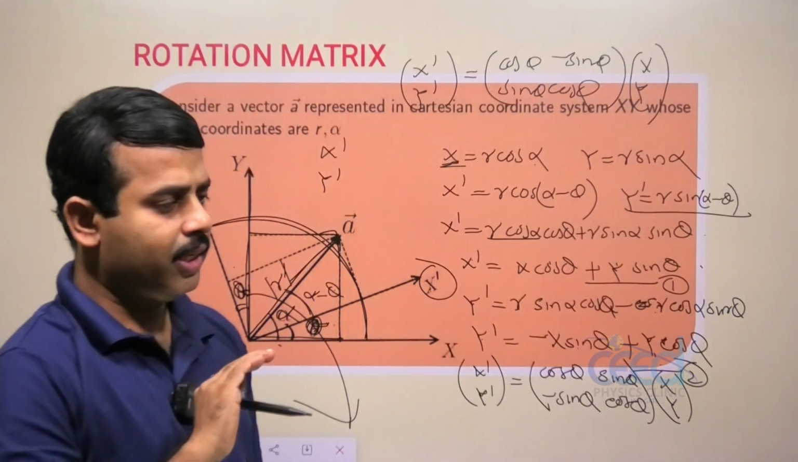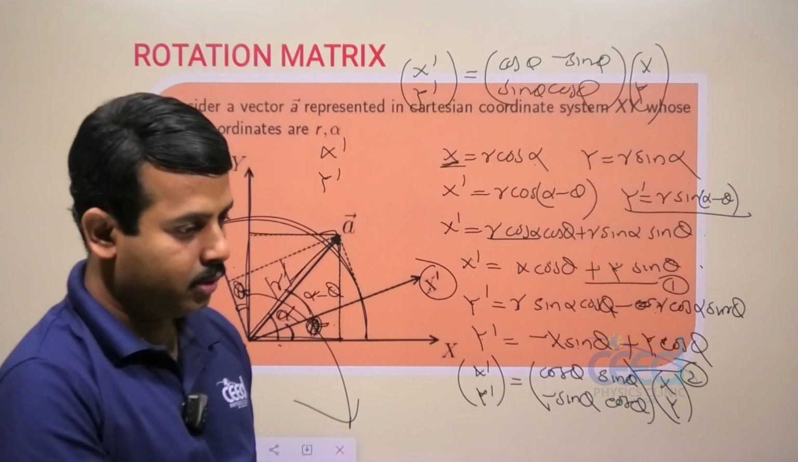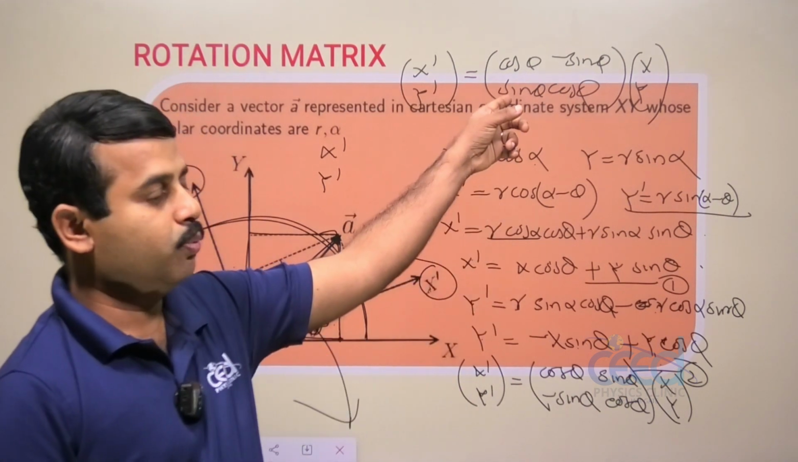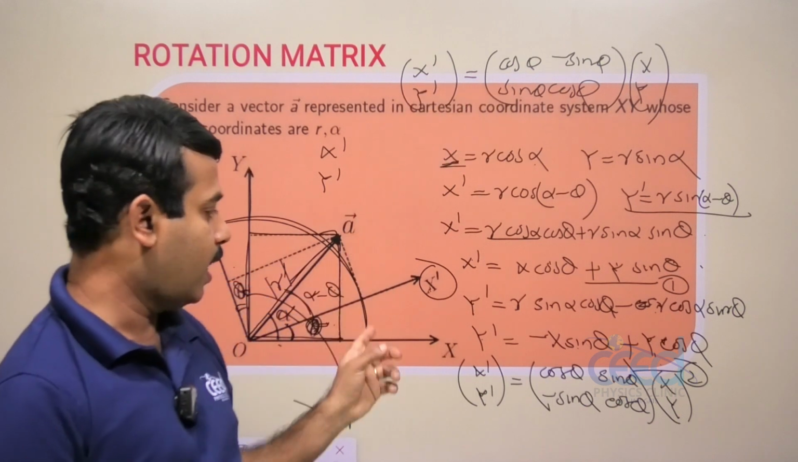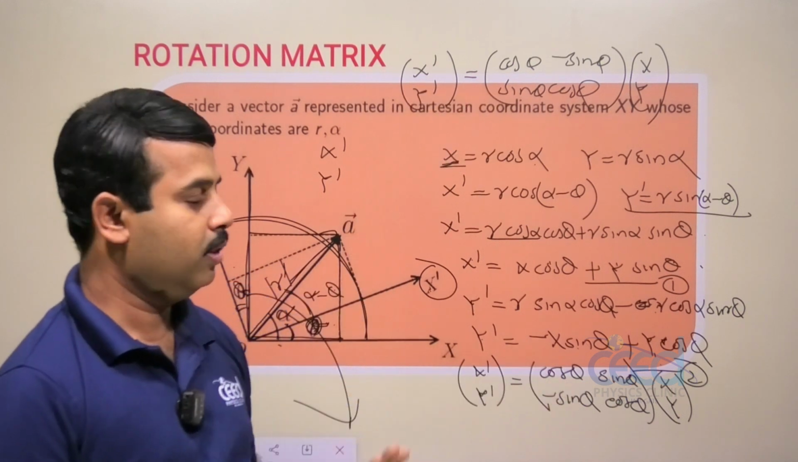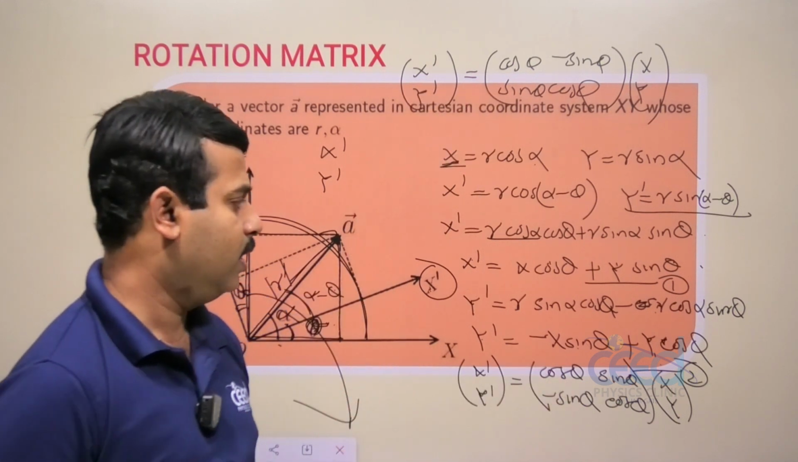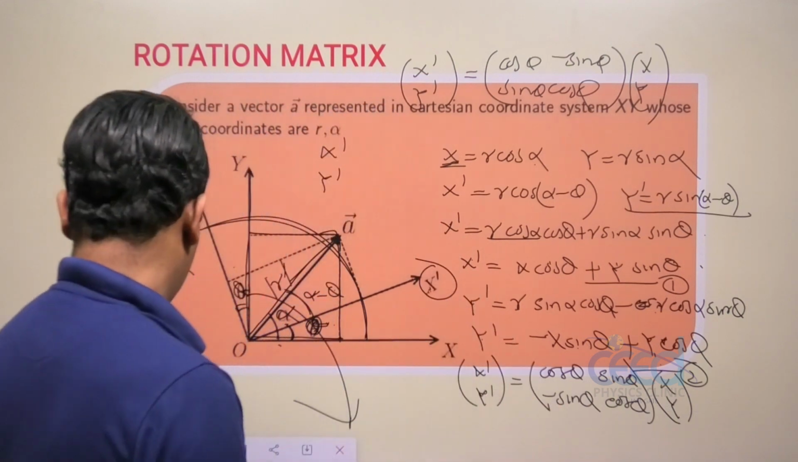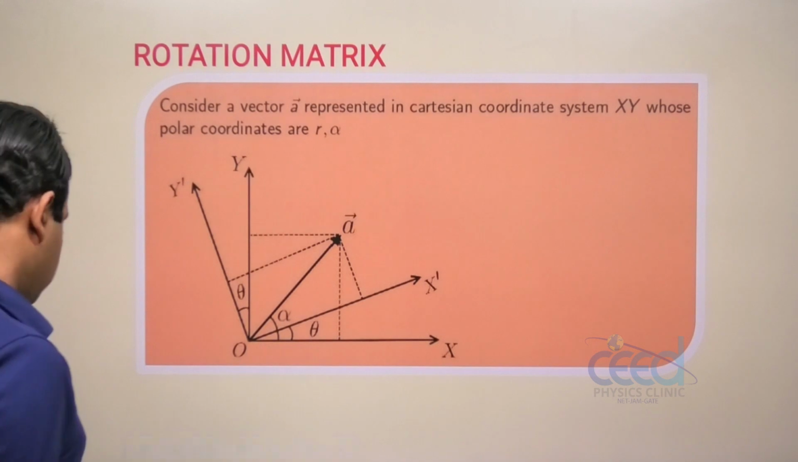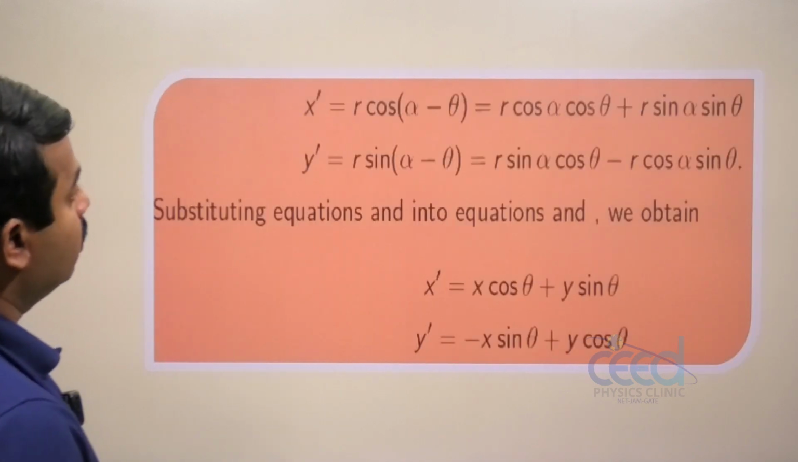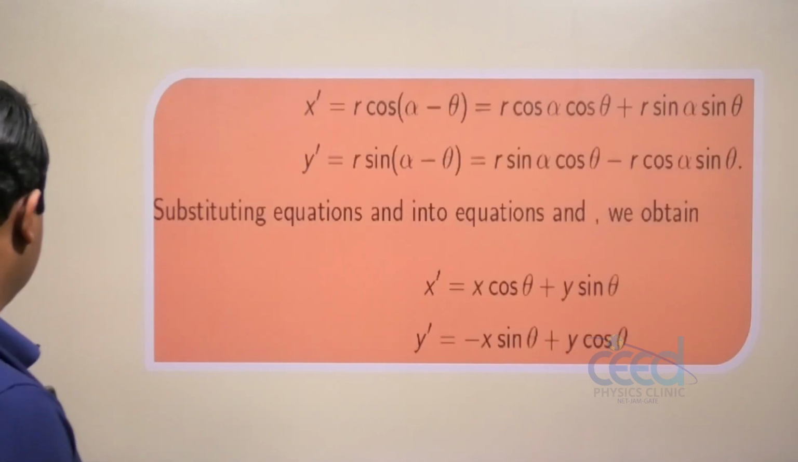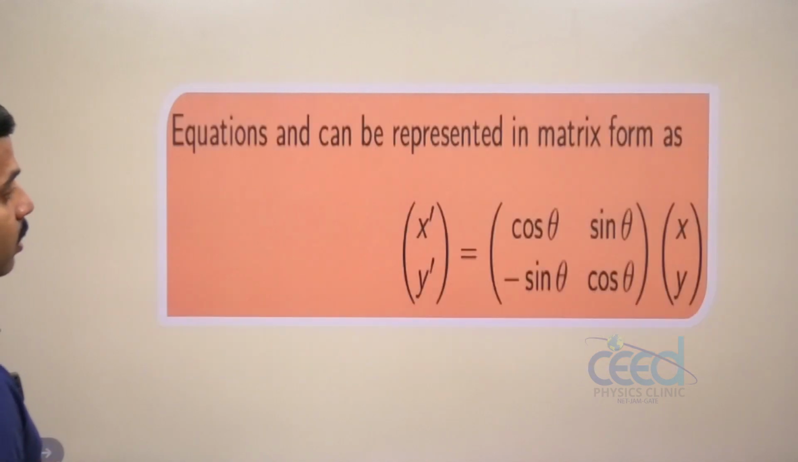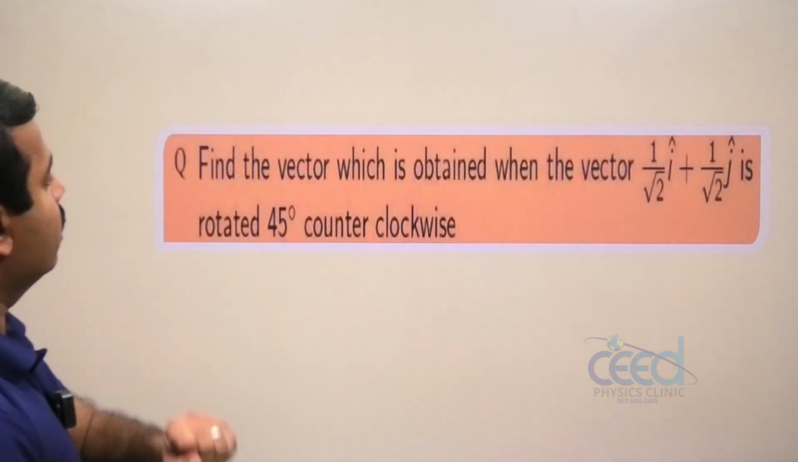So if it is rotating clockwise, this should be the expression. If it is rotating anti-clockwise, this should be the expression. That is very important. Right, we can do one problem, then you will get more idea. I have already shown the derivation. This is the representation.